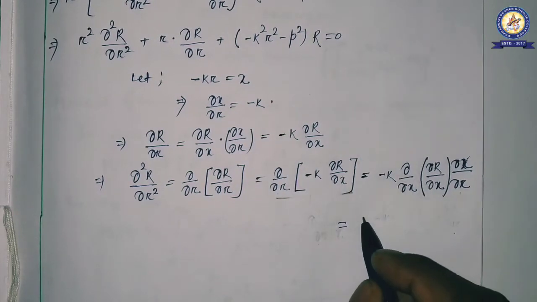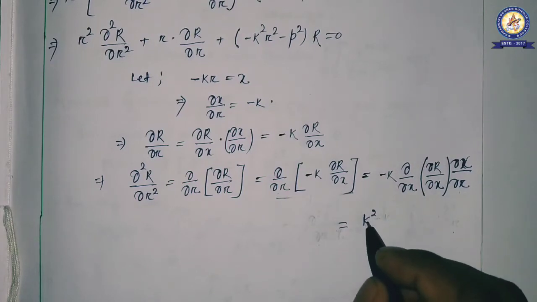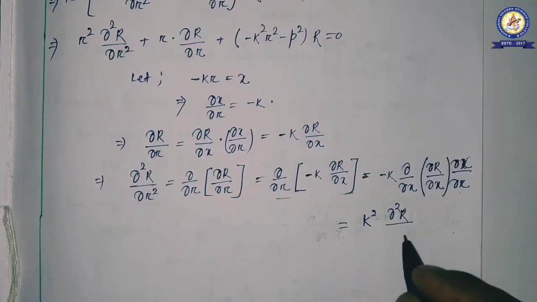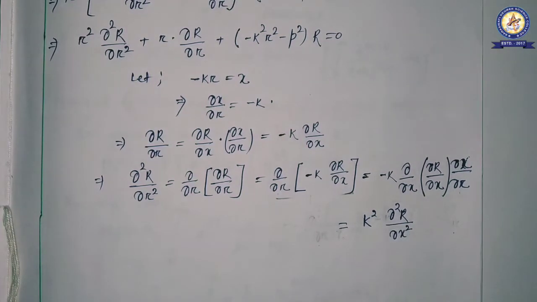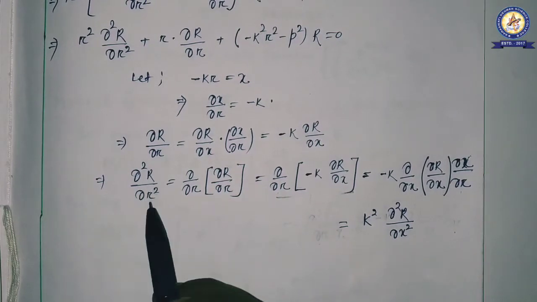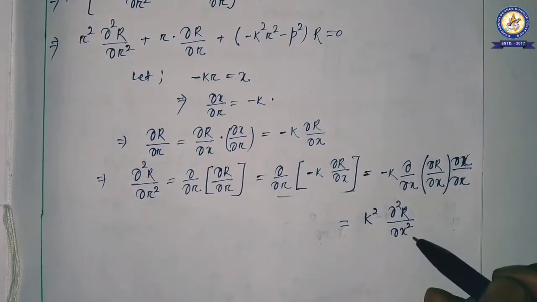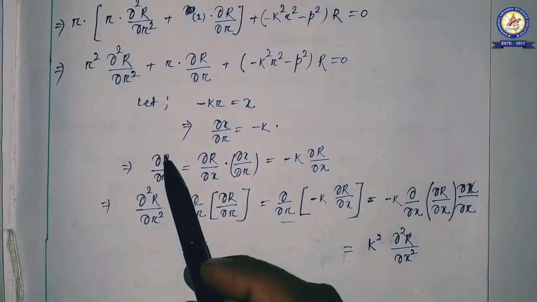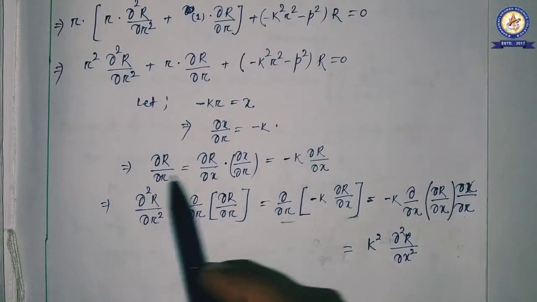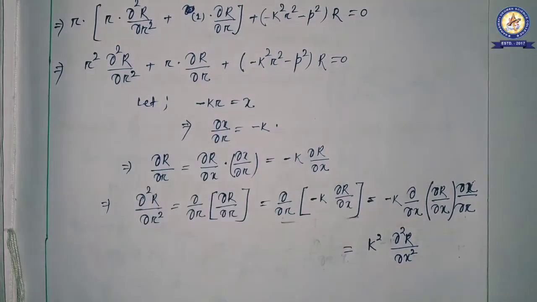So minus k is nothing but plus k square, this is small k. Plus k square del square capital R by del x square, right? So here we found del square R by del r square equal to k square into del square R by del x square, and del R by del r we found minus k del R by del x. We have to substitute this value over here and this value over here, right?